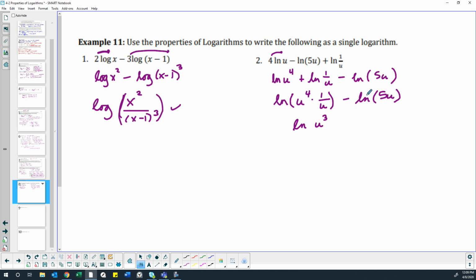So then when we subtract natural log 5u, that means we are dividing. So u to the 3rd divided by 5u. But look, now we're dividing by another u. u cubed divided by u is going to be u squared. So our final answer will actually be u squared over 5. Putting parentheses around it so I know that that is all part of the argument of our logarithm.